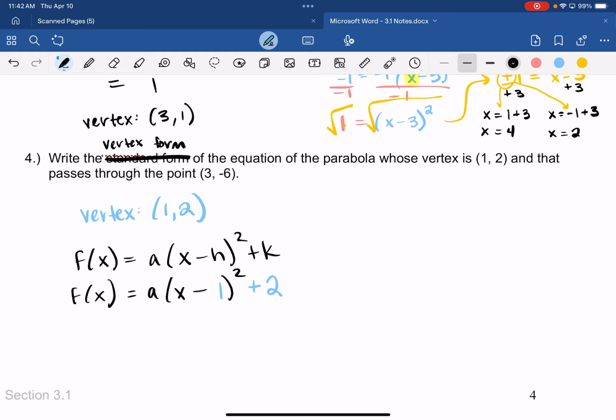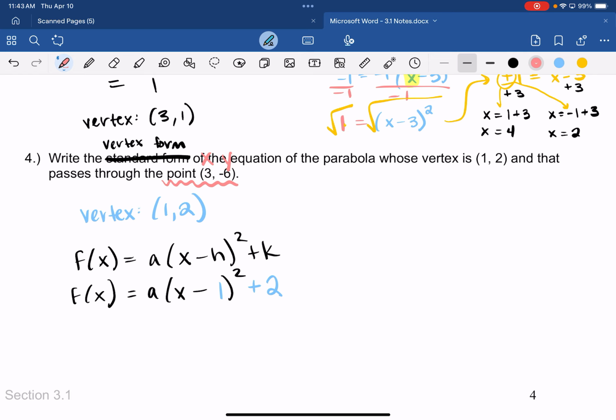What's the other piece of information they give us in this problem? What else do they tell us? Yeah, they give us a y and x value. They give us another point. It's not the vertex, but they give us another point. And you're exactly right to say it's an x and a y.